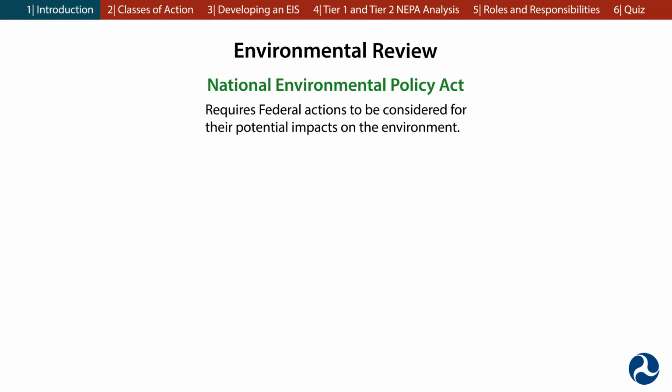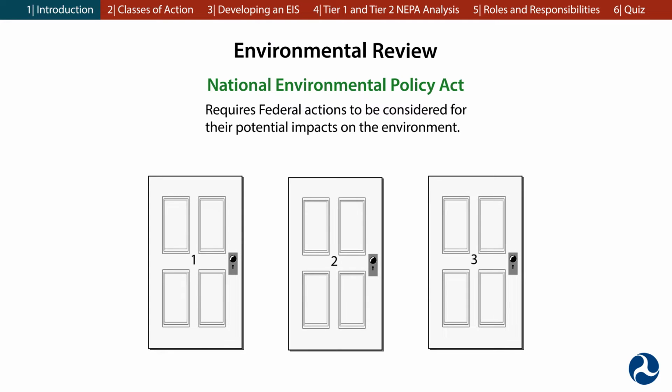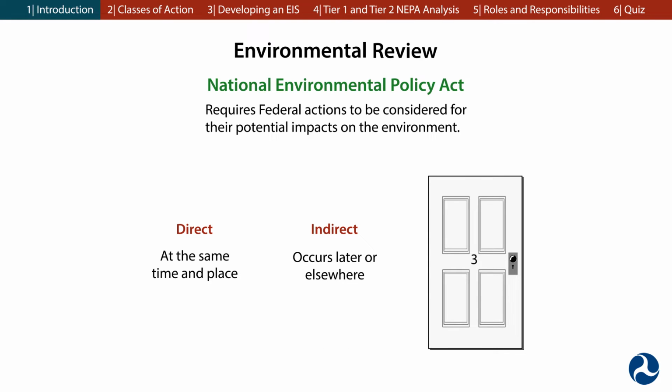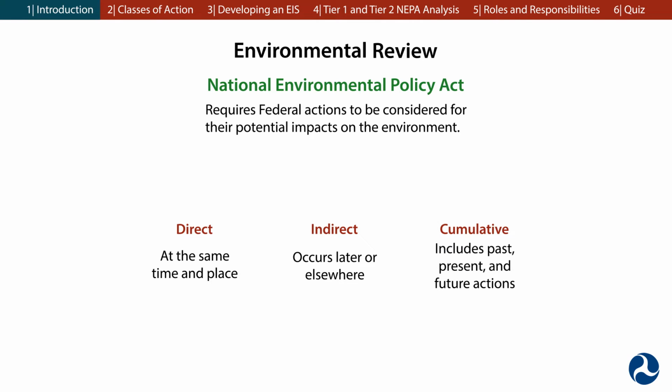The impacts assessed as part of environmental review can be categorized in one of three ways. There are direct impacts, which occur at the same time and place as the action itself. Indirect impacts, which occur later in time or physically far from the action, and cumulative impacts, which occur when the consequences of the action are added to other past, present, or reasonably foreseeable future actions.